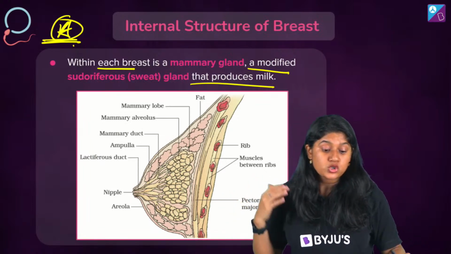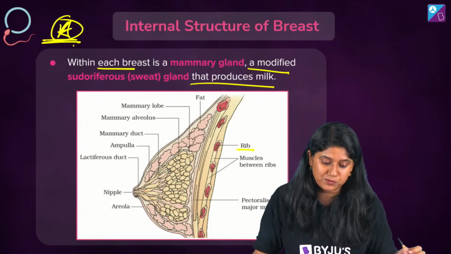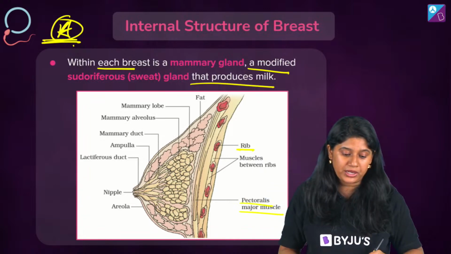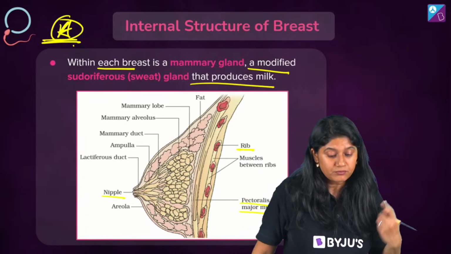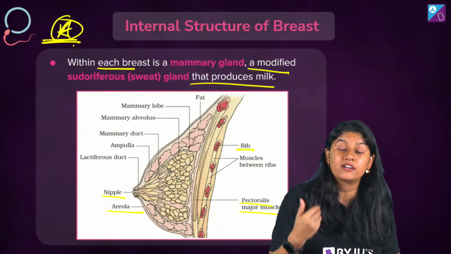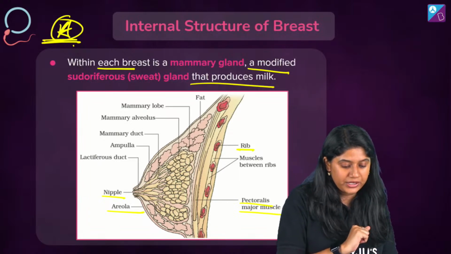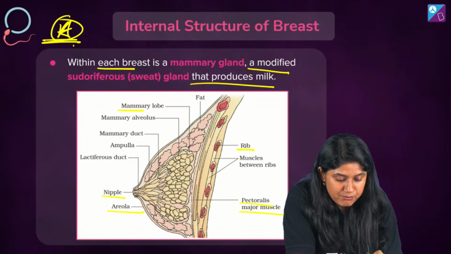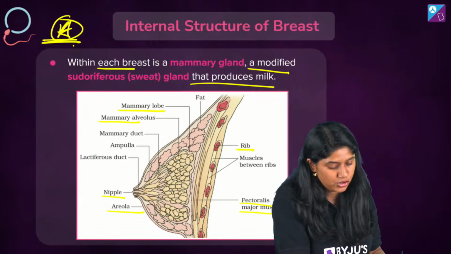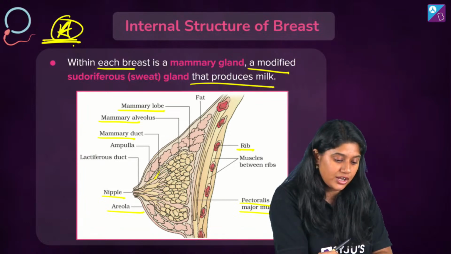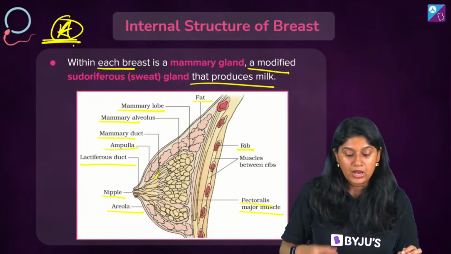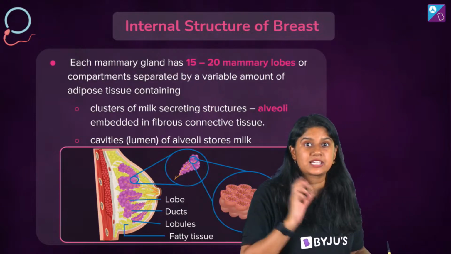It's very, very important. So what are the important things we have to remember? Definitely we have the rib cage over here. We have the muscles between the ribs. We have the pectoralis major muscle over here. Then of course we have the nipple. The surrounding circular part, which is darker in color, has the various oil glands. Then we have the mammary lobe over here. Inside, of course, we have the mammary alveolus, the small sac-like structures. We have the mammary duct, which is attached to it. We have the ampulla region. We have the lactiferous duct. And of course, we have the fat. Now, we'll be taking a look at each of these.